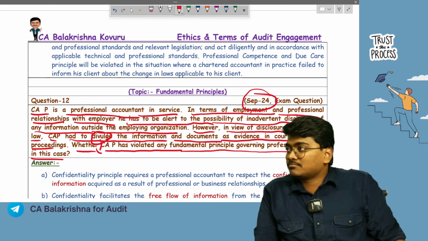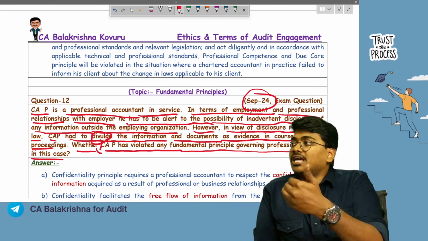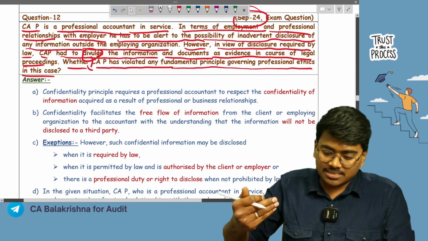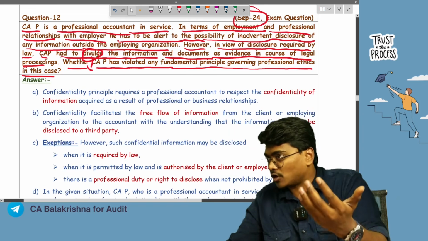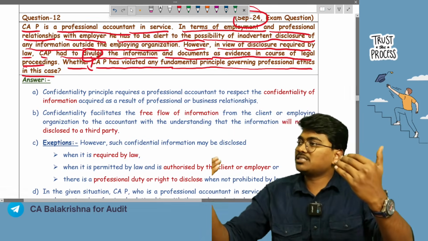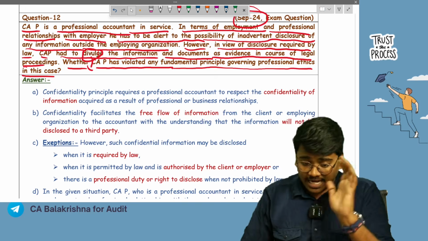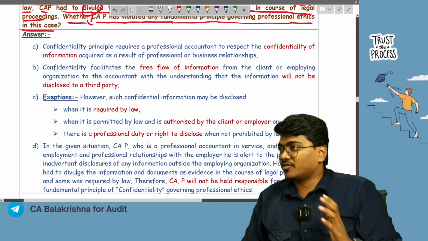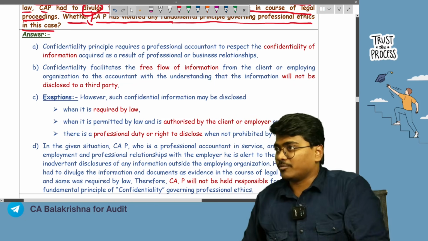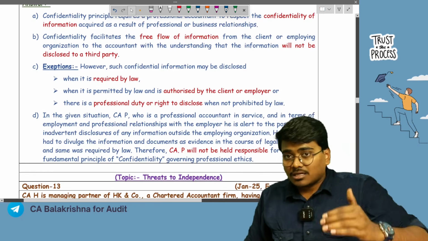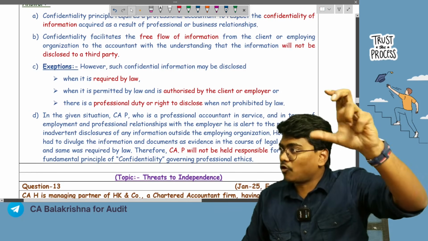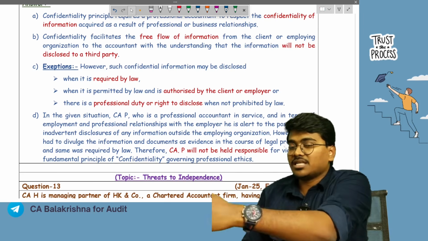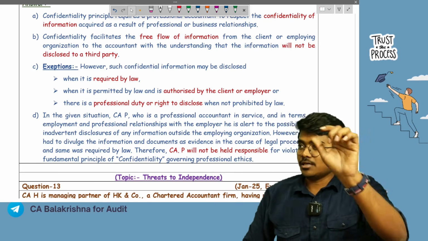Why? It comes under exception, right? So you need to present this answer. First of all, you should write what is meant by confidentiality, and that a chartered accountant must comply with confidentiality. In the following exceptional situations he need not comply with confidentiality, he can disclose the information, and conclude that in the given question it falls under so and so exception, thereby there is no non-compliance with any of the fundamental principles by CA P. Got it?